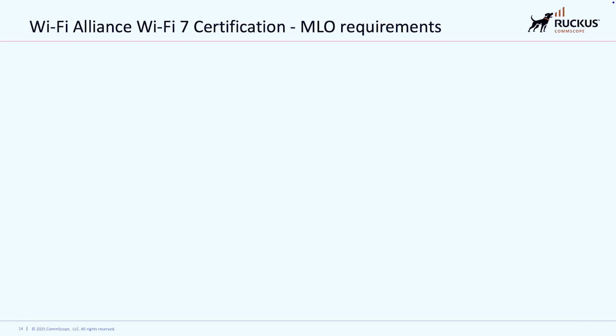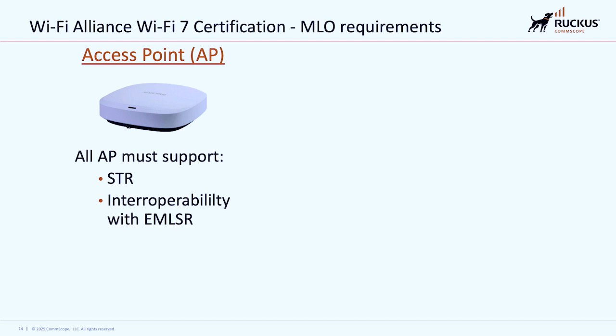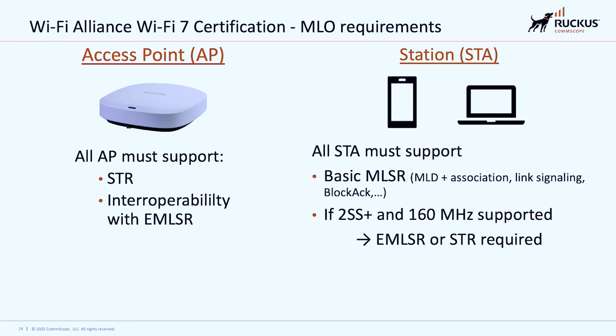What can you expect from a Wi-Fi 7 device? So if your device has been certified Wi-Fi 7, it means that as an access point, it must support STR. And it must be able to work with eMLSR. As a station, first, it must support the basic mode, so the MLSR we talked about. And if it supports more than 2 spatial streams and channels up to 160 MHz, it has to support eMLSR or STR. Could be both, but has to be at least one of the 2.